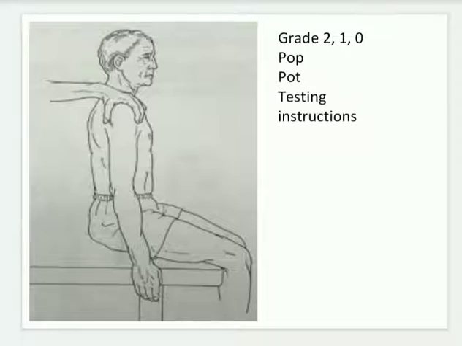The test is raising the arm to 90 degrees, but he cannot. The instruction is: try to raise your arm. For grades 2, 1 and 0: grade 2 is complete or partial range of motion with gravity eliminated. Grade 1 is the contractile activity which the therapist will feel. And grade 0 is no contraction.